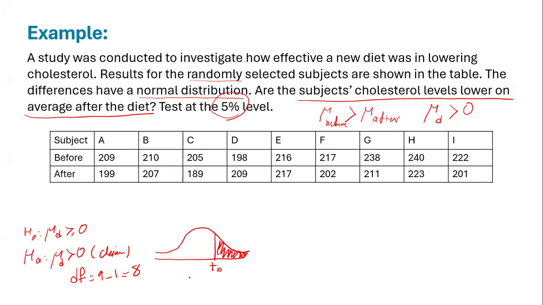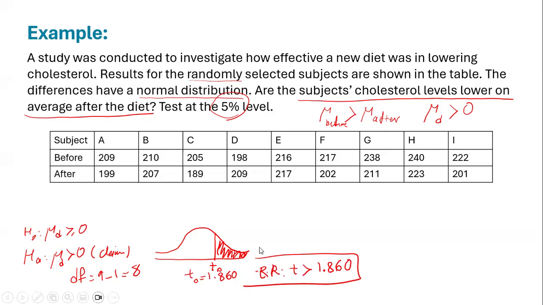So the critical value is 1.860, and the rejection region is any t-value that is greater than 1.860. After finding the rejection region, now it's time to find the differences and find the mean and the standard deviation of differences. So I'm going to add another column to this table to find the differences. Before minus after.